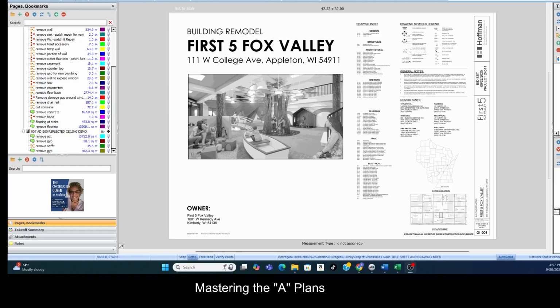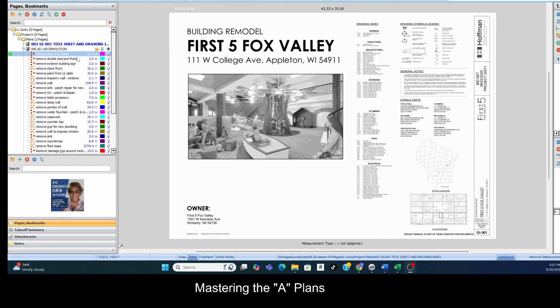Okay, in this video, we are going to review every one of the takeoff items so I can give a good explanation as to everything that was done. So let's go to our first page.